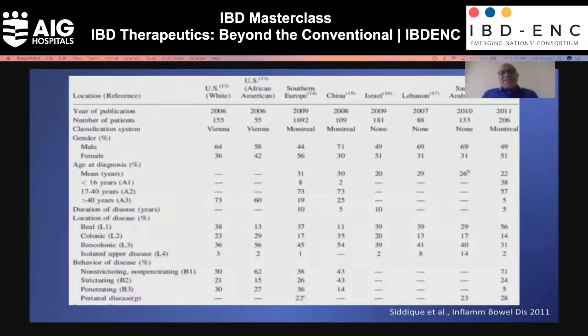This table from the same study compared the numbers of Kuwait with other published studies from Saudi Arabia, Lebanon, Israel, China, Europe, and USA. The two main points I'd like to mention here are the location of the disease, mainly ileum in 56% of the patients in Kuwait, and the behavior, which is mainly non-stricturing, non-penetrating in about 70% of the included patients.